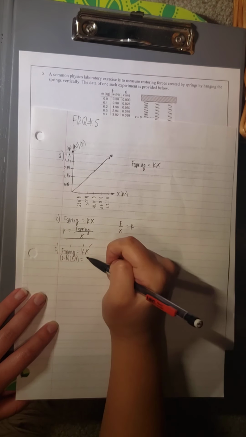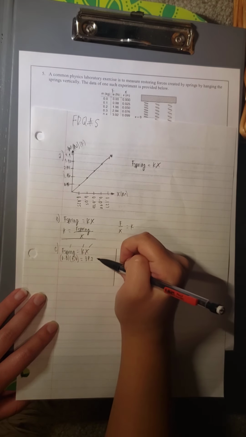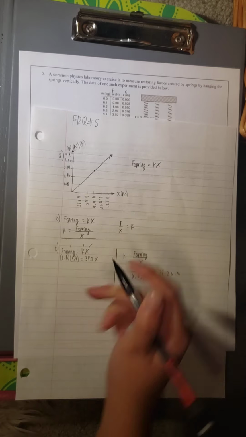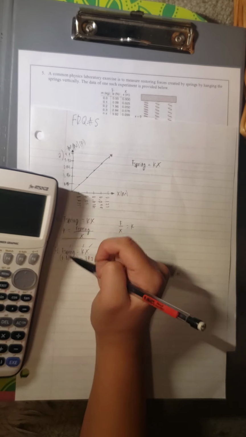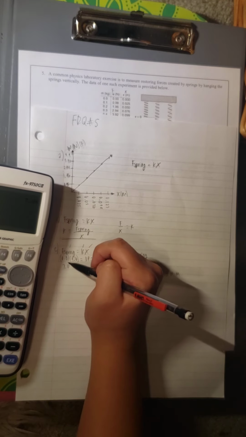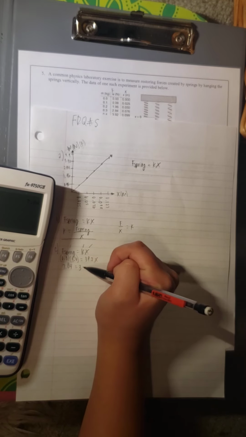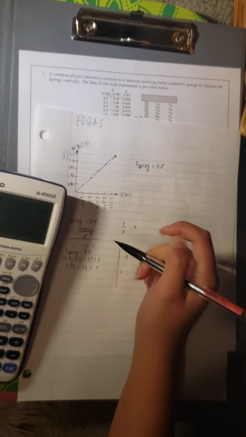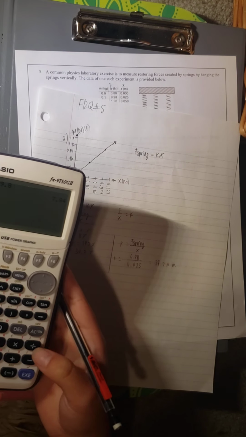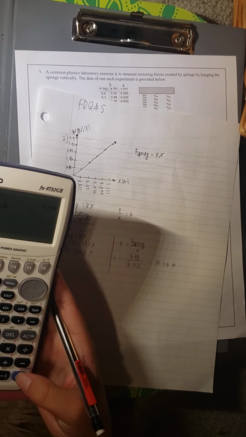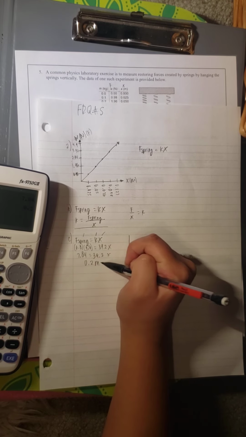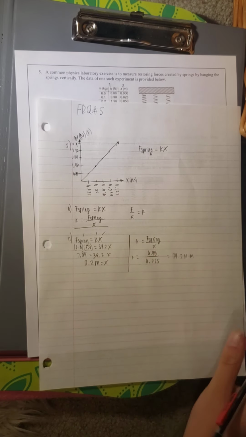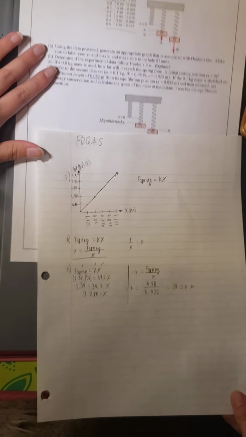Okay, so now for our force, that's going to be the mass times gravity. And then we have our k of 39.2, and then x, which is what we are trying to find. Alright, and we get 0.2 meters for our x for part C.